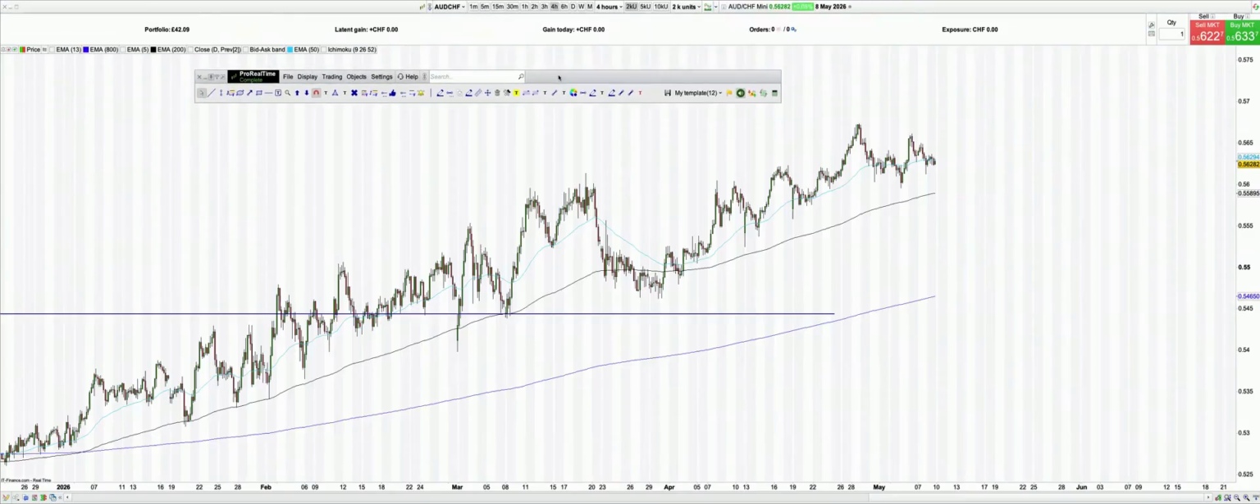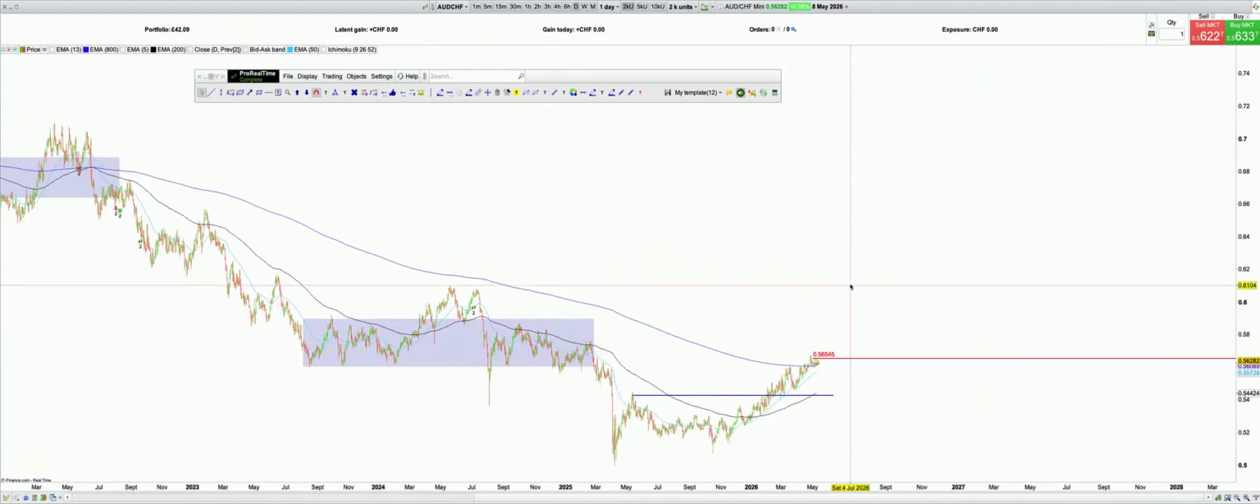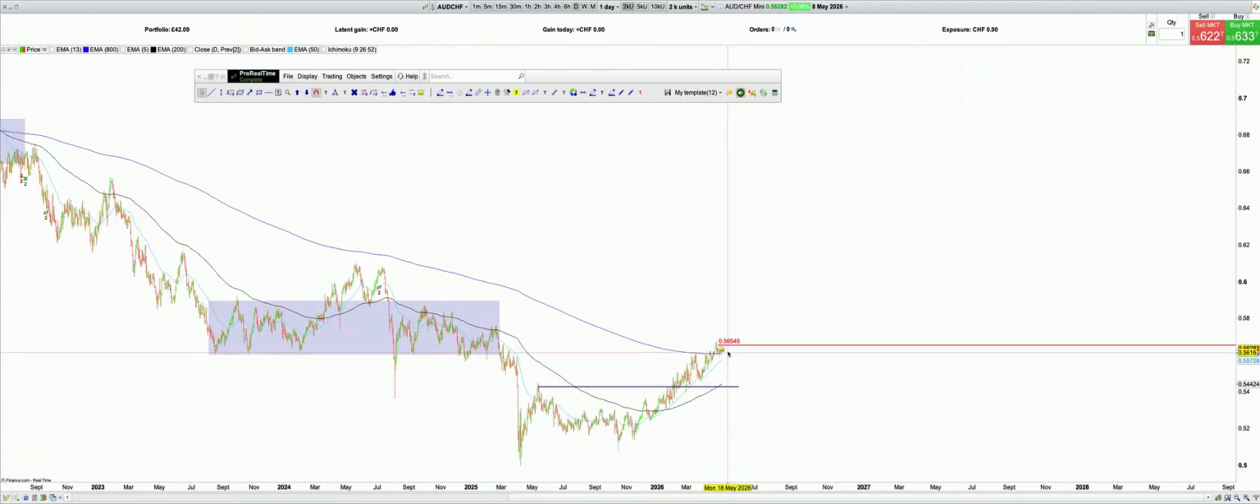ADCHF. This is an old campaigner doing some good work. So you can see the pattern 1, 2, 3. So we know we're starting some sort of a new uptrend. This was a multi-year downtrend, 5-year downtrend. So this is a big time frame. It hasn't even retested yet.